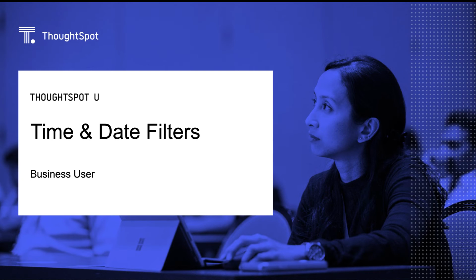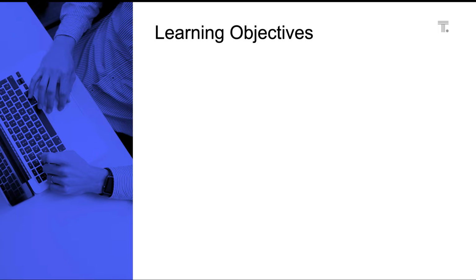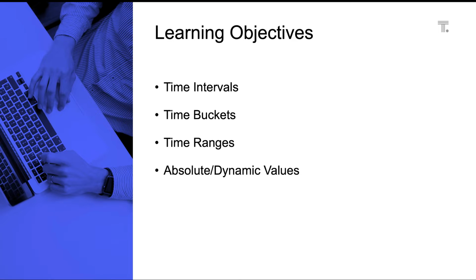Welcome to the Time and Date Filters tutorial. Refining your data using time criteria, like dates, is extremely useful, and ThoughtSpot makes it easy to apply these to your searches. In this tutorial, you will learn about time intervals and buckets and time ranges, and how to apply them in ThoughtSpot. You will learn about the differences between absolute and dynamic values, understand the use of date keywords, and finally, see common use case examples in action.